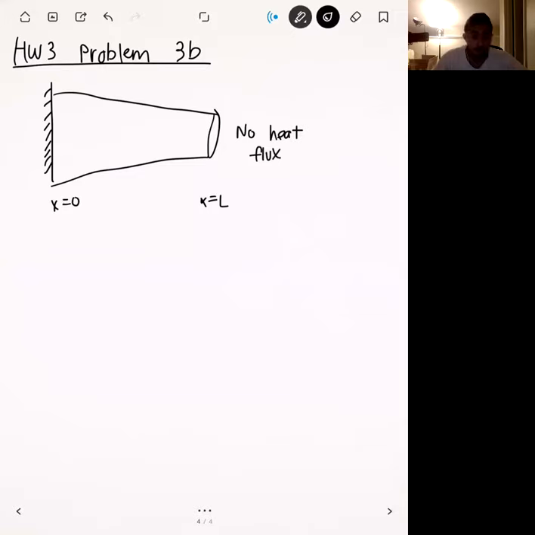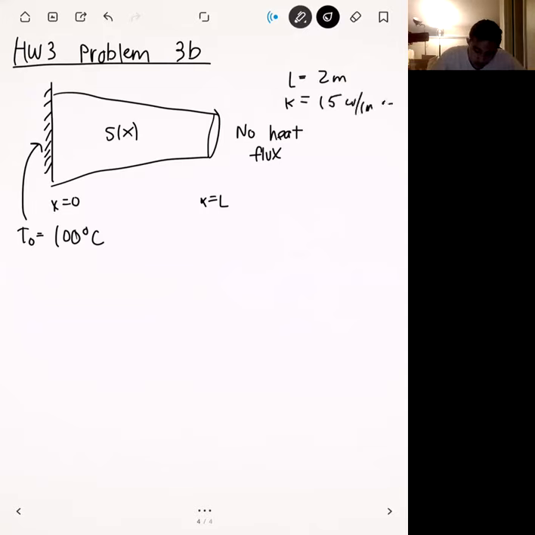On the right side, we have a known heat flux. And on the left side, we have a Dirichlet boundary condition of a fixed temperature of 100 degrees C. And then in the middle of this rod, we have some thermal generation, which we're calling S of x. Let's define some of these parameters. The length of this rod is going to be 2 meters. Thermal conductivity is going to be 15 watts per meter degrees C.